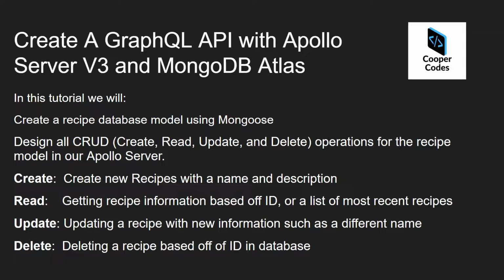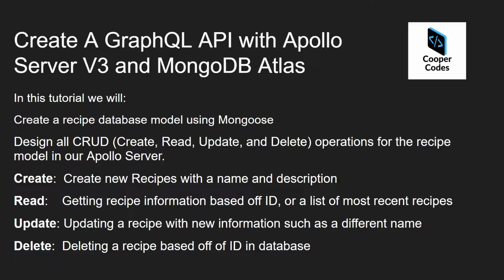What's going on? It's Cooper Codes, and in this video, we're going to create a GraphQL API with Apollo Server and MongoDB Atlas. We're going to first create a recipe database model using Mongoose, and then we're going to design all the CRUD operations for the recipe model in our Apollo Server.